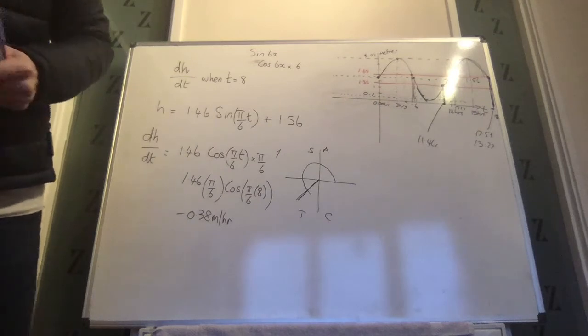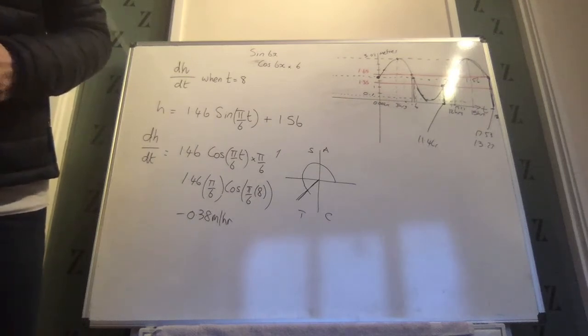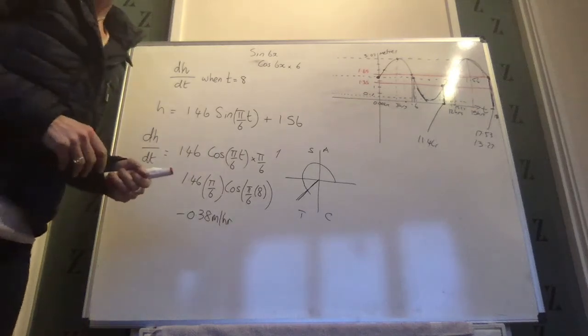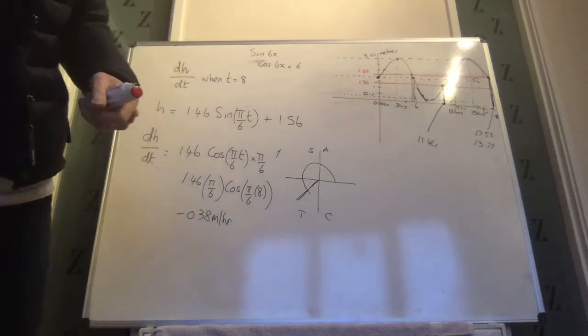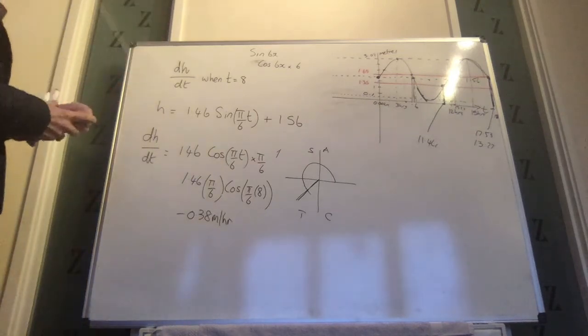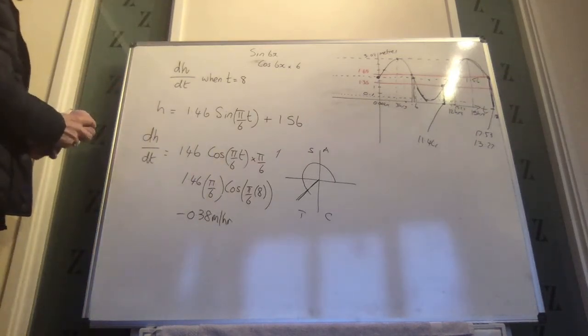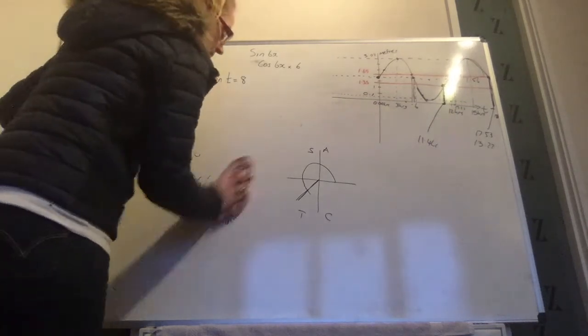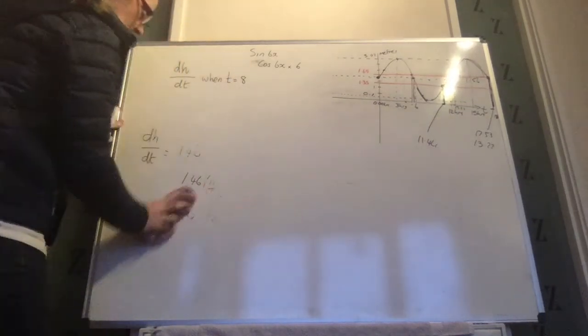Part C. Hence find the other times at which the depth of the water is changing at the same rate. Okay, so we want to find the other times at which the depth of water is changing at the same rate. Well, let's put dH by dt when t was 8. We'll put it up here and its value up here.